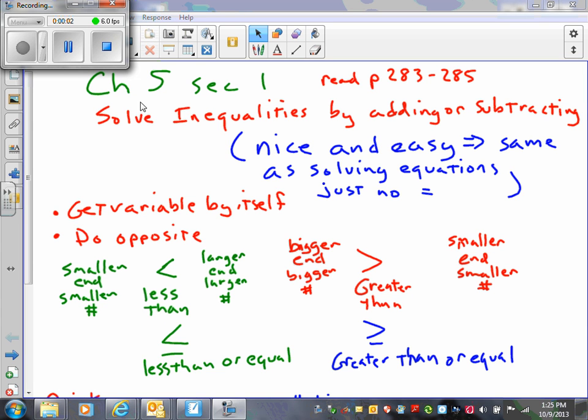All right, this is Mr. Hanna recording Chapter 1, Section 1, or Chapter 5, Section 1. This is solving inequalities by adding or subtracting. You need to read page 283 through 285. This is a nice, easy lesson. It's the same as solving equations, just no equal sign. You got to remember to get the variable by itself by doing the opposite.